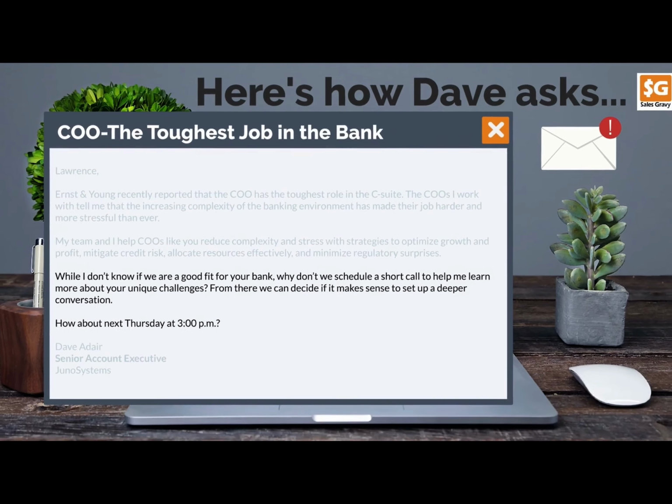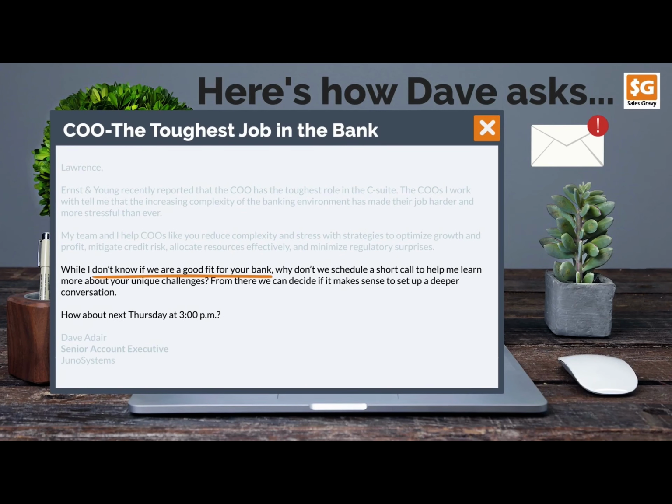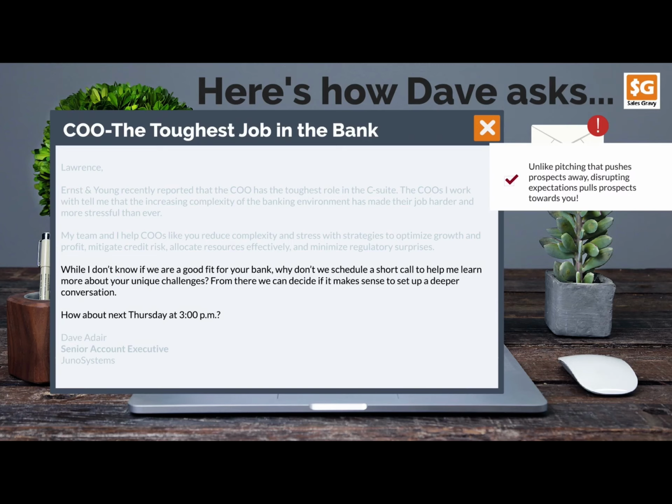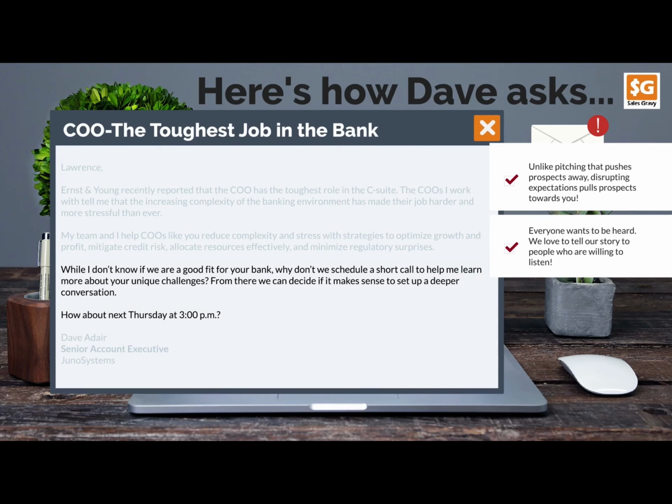Dave disrupts expectations. He tells Lawrence up front that he might not be a good fit for his bank. That is exactly the opposite of what Lawrence would expect of a salesperson. Unlike pitching that pushes prospects away, disrupting expectations pulls prospects towards you. Then Dave continues and sends a subtle but powerful message. He says he wants to learn, showing that he is actually listening. This pulls Lawrence in deeper because everyone wants to be heard. We love to tell our story to people who are willing to listen.